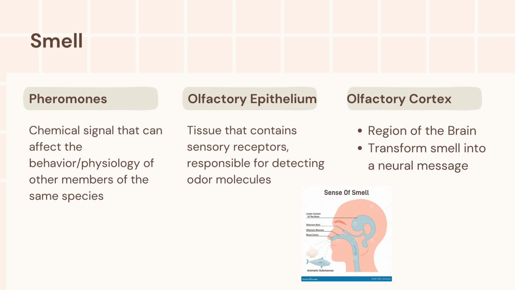So basically what it means is I cannot smell the pheromones of my cat. I can only smell the pheromones of maybe my other human friends, not from plants, not from elephants, not from cats or dogs. The olfactory epithelium is the tissue that contains sensory receptors and is responsible for detecting odor molecules. And the olfactory cortex is the region of the brain that transforms smell into a neural message, so you can know what you're smelling because of the olfactory cortex.